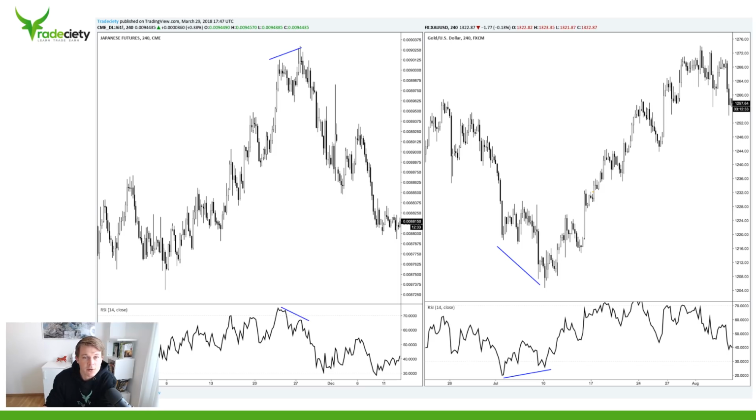And this is really how you use the RSI. And yeah, this is why the RSI can be such an interesting, powerful indicator that can really improve the way you look at charts.